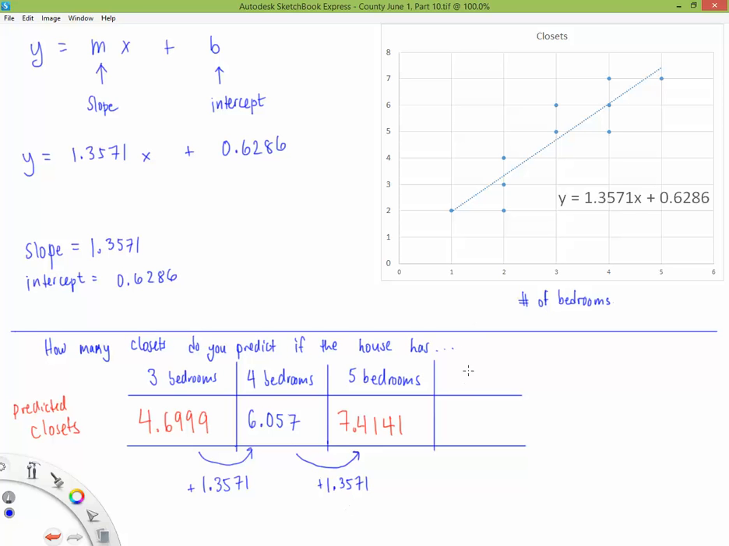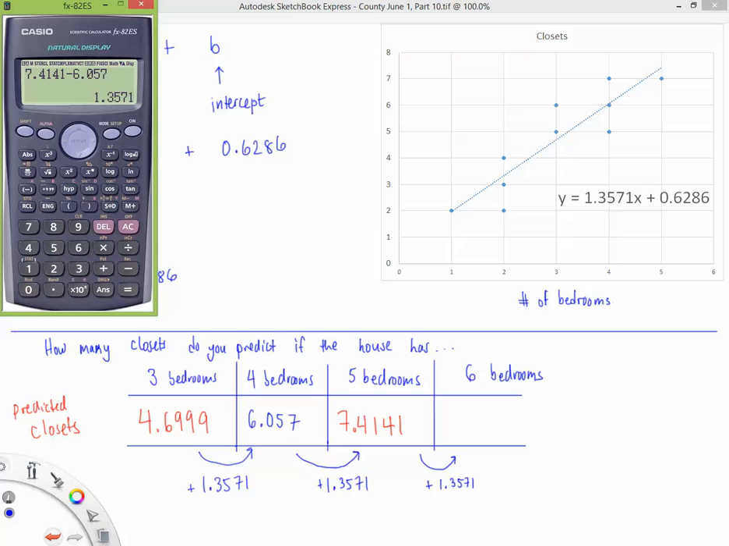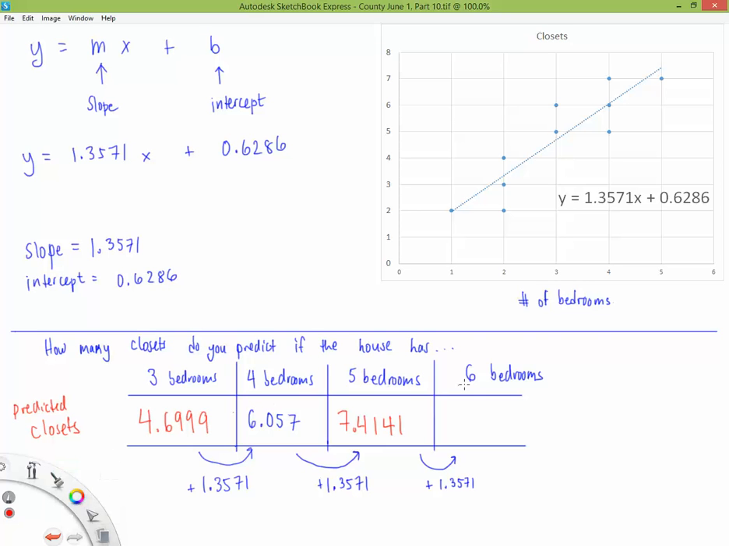All right, so without plugging in all of the numbers here, if I write 6 bedrooms, okay, what do you think we would do to get this number? 8.3571. Okay. All right, so some of you are excited. We're going to just add what? 1.3571. Okay, so I do 7.4141 plus 1.3571, and I get 8.772. Okay?